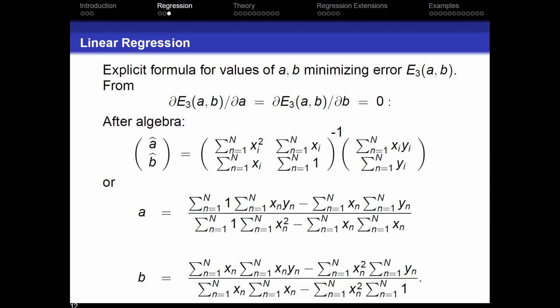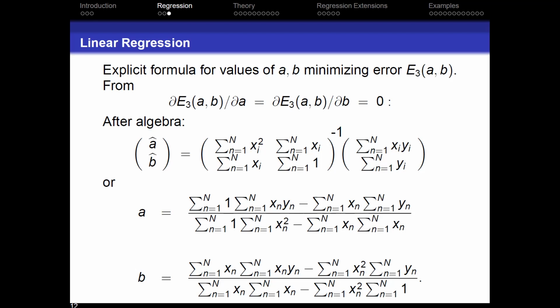Imagine every x is 4. Then this is 4 times 4. I can pull those 4s outside the equation. And this is just the sum of 1 times 16. If x is 4 every single time, and I have a 16 here, the sum of 1, the sum of 1. If all the x's are the same, the denominator is 0.